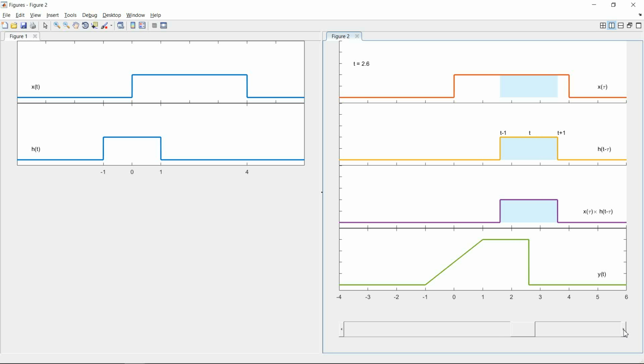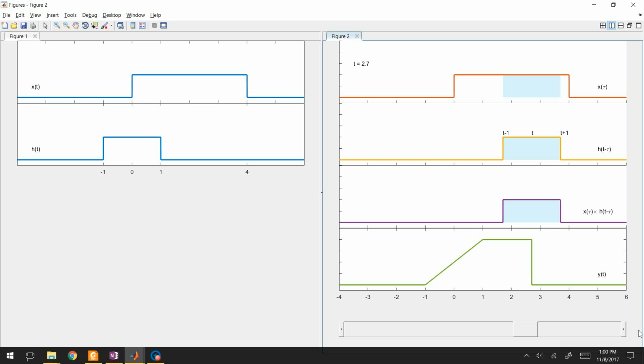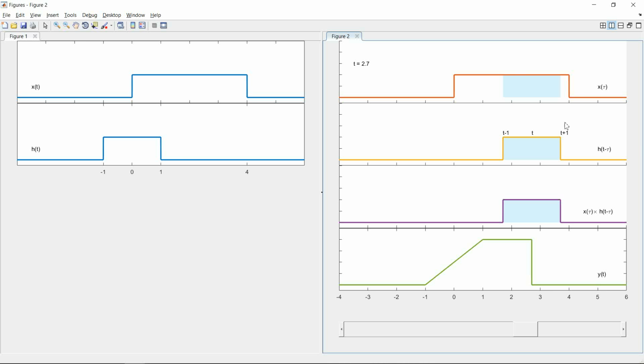And that will continue until the leading edge of h of t minus tau lines up with the leading edge of x of tau. So if you imagine when t plus 1 lines up with 4, that'll happen when t equals 3. And therefore, you can expect that when t equals 3, now there's going to start to become less and less stuff to integrate, and therefore y of t will go down until there's nothing left to integrate.